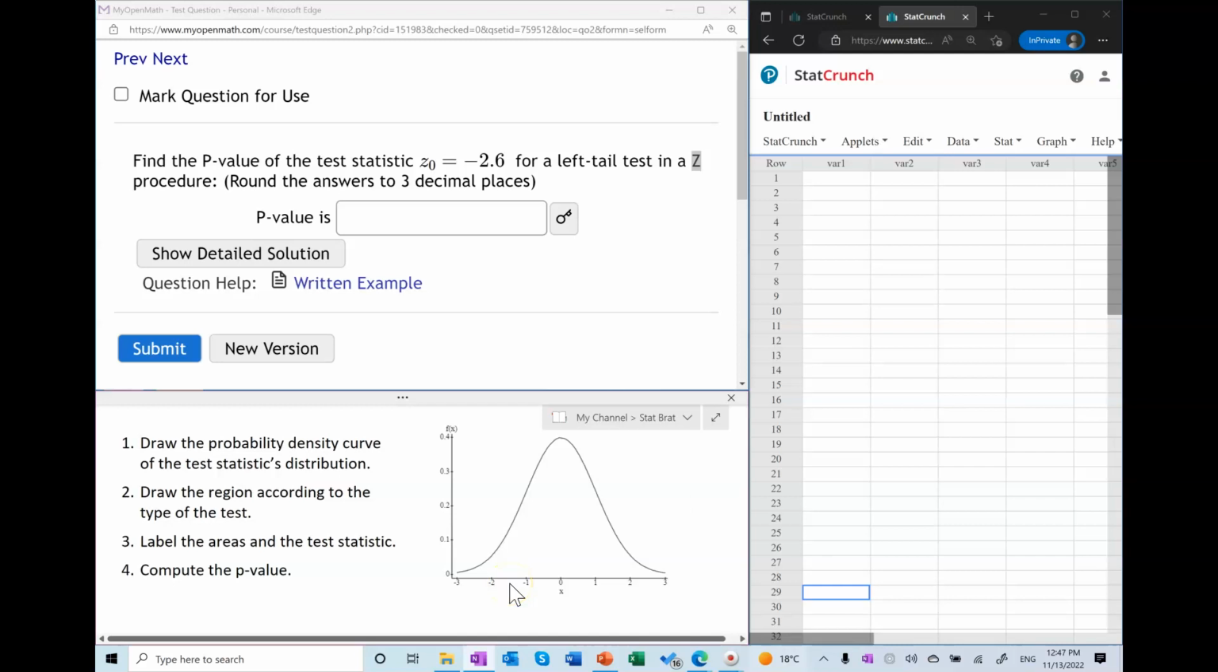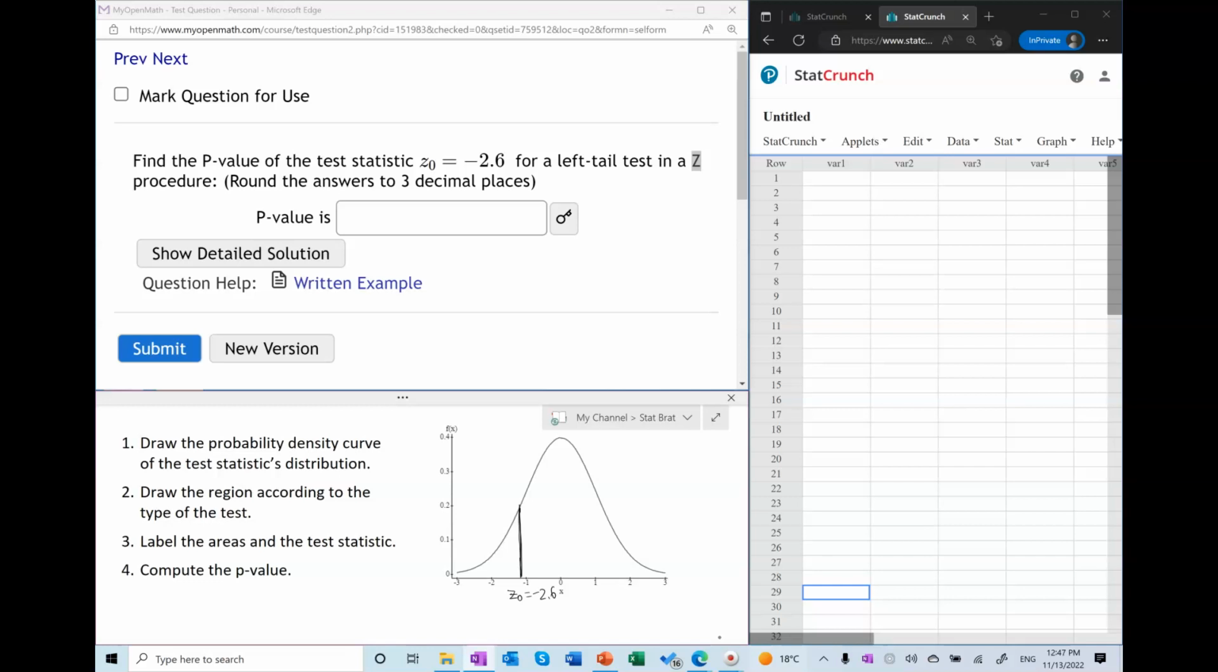In step 2, we're going to draw the region according to the type of the test. In this case, we have a left tail test, so we will be highlighting the region in the left side of the distribution. And we're going to label the boundary of the region with our test statistic. So this is our Z0.